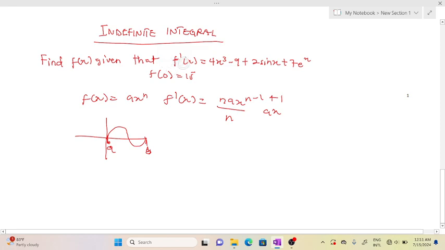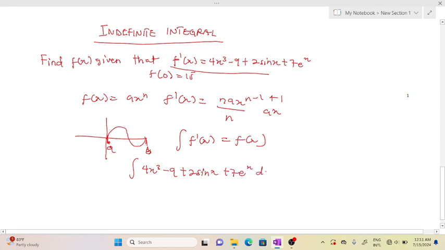Now the function here is a derivative. This whole thing is a derivative, right? So we want to find the f of x, meaning I have to reverse this. So how do I do that? I'll just take the integral of f prime of x, which is equal to f of x, right? So therefore I'll have the integral of the expression 4x cubed minus 9 plus 2 sine x plus 7 e to the power x, and this with respect to x will give me my f of x, right?